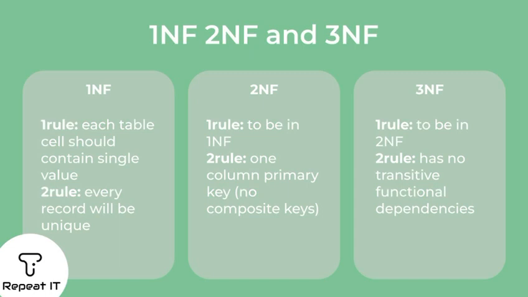There are certain rules of each normal form. For first normal form, the first rule is each table cell should contain a single value. The second rule is every record will be unique. For second normal form, the first rule is to be in first normal form. The second rule is one column primary key, no composite keys. For third normal form, the first rule is to be in second normal form. The second rule is no transitive functional dependencies.